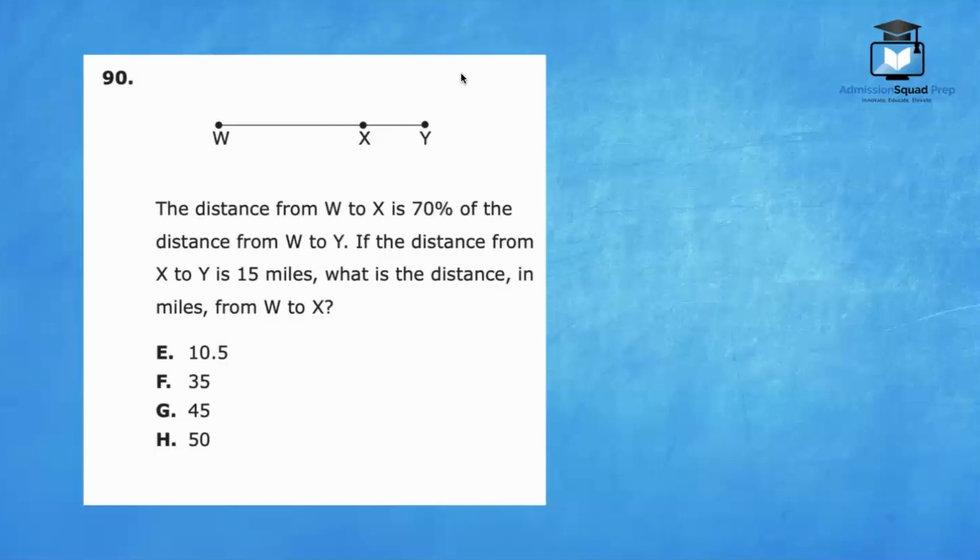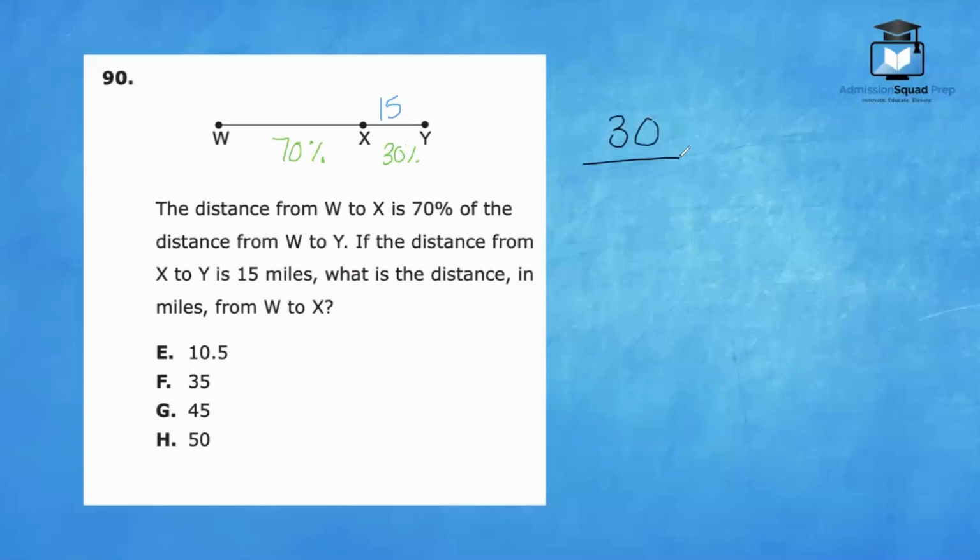There's another way that you can solve this problem. We can start by labeling the information we know. So we know that X to Y is 15 miles. We also know that W to X is 70% of the total distance from W to Y. So if W to X is 70%, then X to Y would be 30%. Now we can set up a proportion.